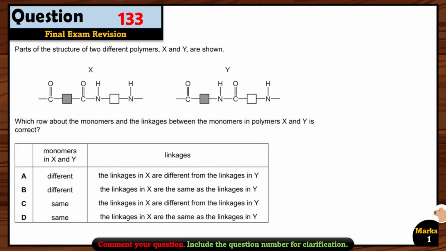Now let's see the linkages. The linkages are always the same when a diamine and a dicarboxylic acid react or when amino acids react, because amino acids also have a functional group carboxylic acid and an amine group, right? So the linkage will be the amide linkage. Can you see here the linkage is the same, C double bond O NH, and here the linkage is also the same, C double bond O NH. So the linkage is the same. The linkage in X is the same as the linkage in Y. So option B is the right option.